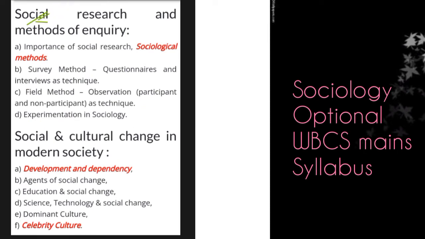Next comes the section of social research and methods of inquiry, which includes the importance of social research, sociological methods, survey method, questionnaires, and interviews as technique, then field method and observation as technique, then experimentation in sociology. Next comes the section of social and cultural changes in modern society: development and dependency, then agents of social change, education and social change, then science, technology, and social change, dominant culture, the celebrity culture.